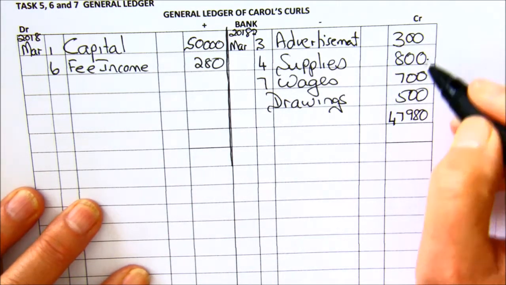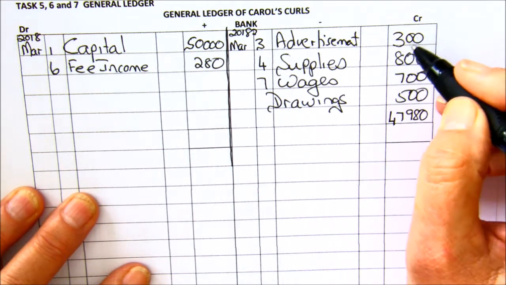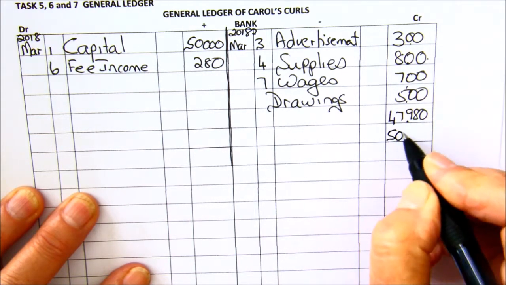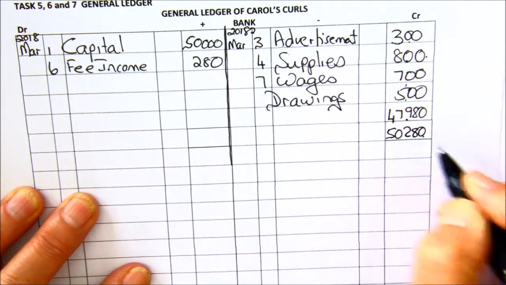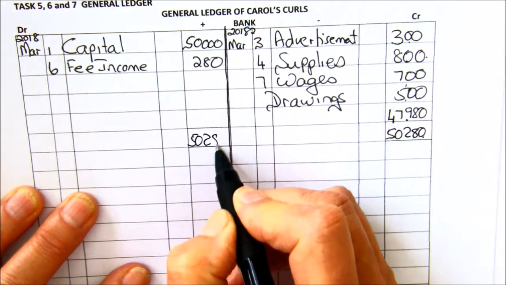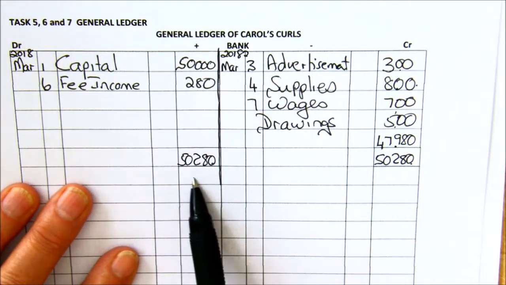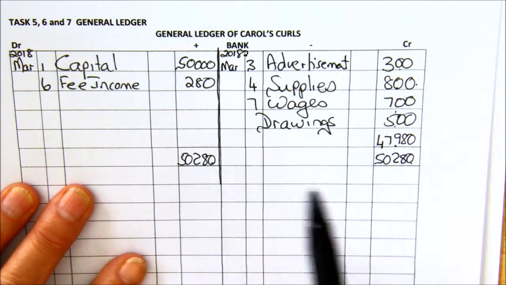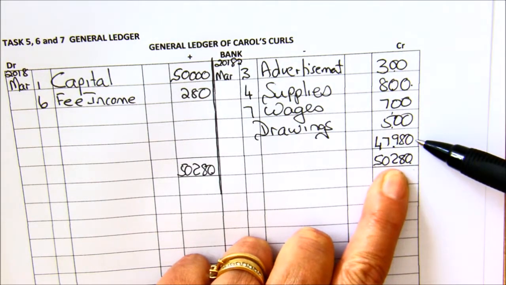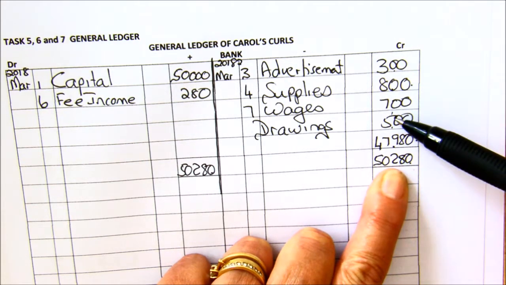So if I put that balance figure on the smallest side, being the smallest number, and I add up this, I will get a total of 50,280, which is exactly the same as what this side is. So what I'm saying is, if the debit side added up to that, the credit side was short by 47,980. 50,280 minus all of these payments.